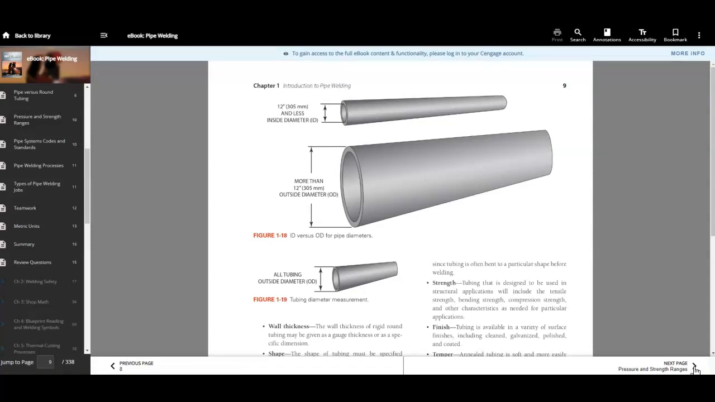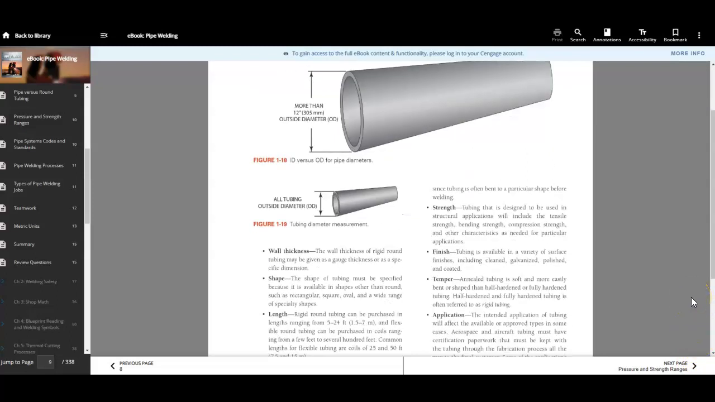ID versus OD for pipe diameters. 12-inch and less: inside diameters. More than 12 inches: outside diameter. All tubing is outside diameter.